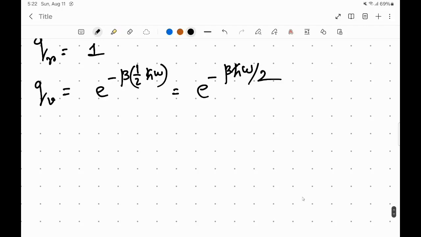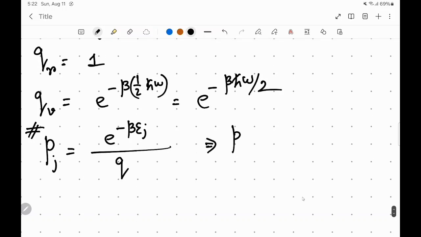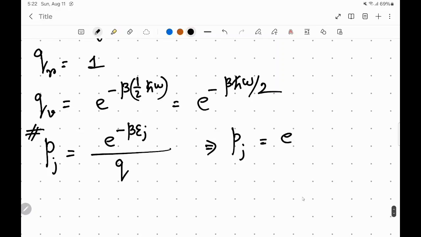If this is Q_V, then you can calculate the P. Pj will be e to the power minus beta epsilon j divided by Q. For each case, rotational, vibrational, you can calculate. So now, for rotational or vibrational, if Q is 1, you can write it directly as e to the power minus beta epsilon j, that will be Pj. So you can see only the ground state will be populated for each case. It may be rotational, maybe vibrational, for each case only the ground state will be populated.